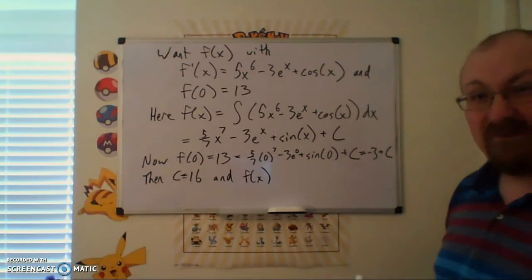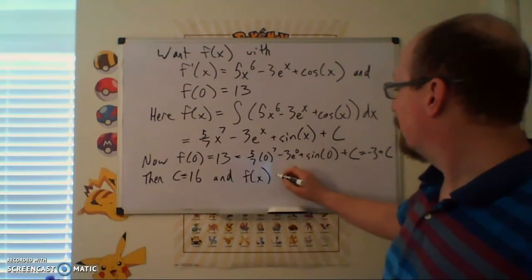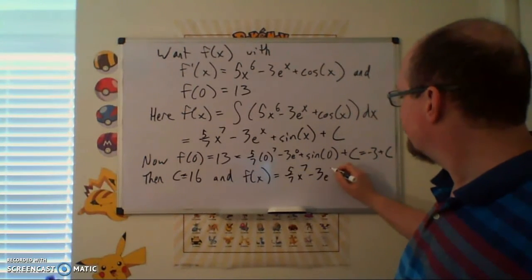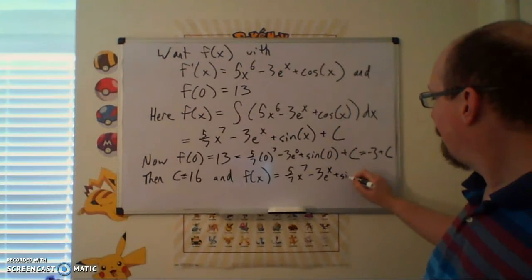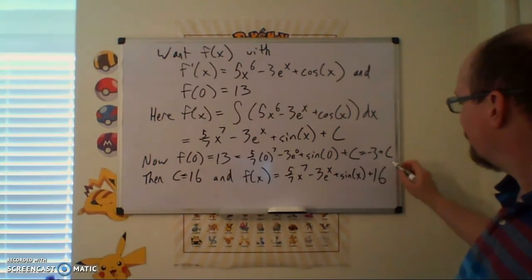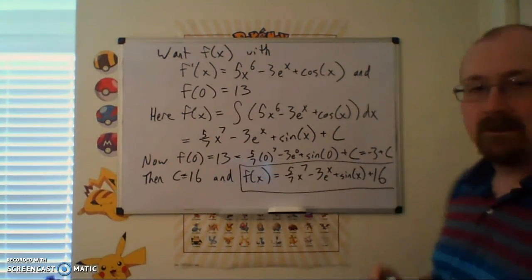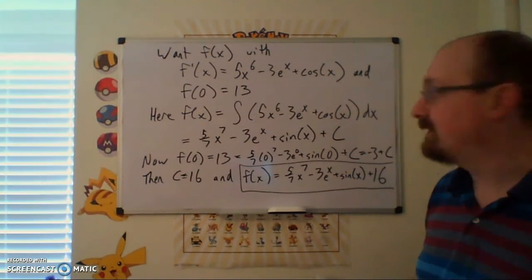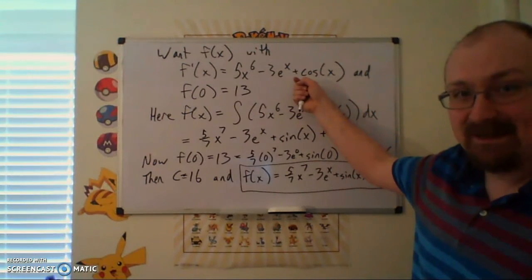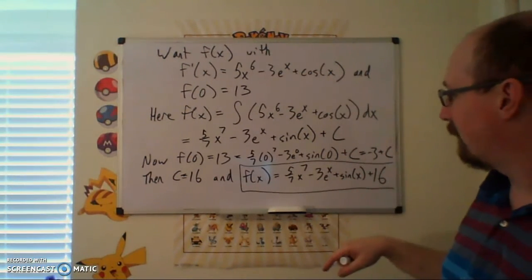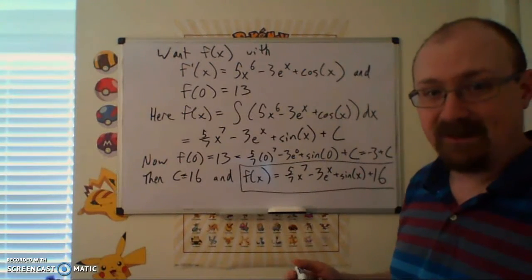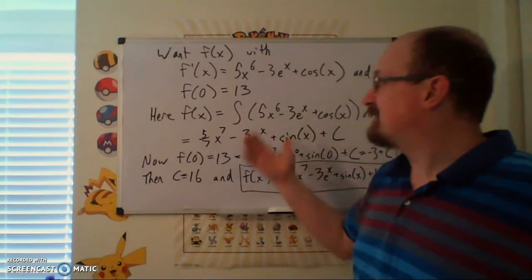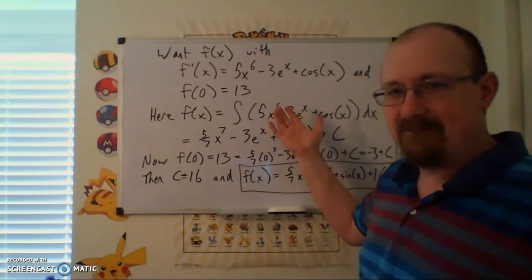And it's usually good form to fill that into what you're working on. So we have 5/7 x to the 7th minus 3e to the x plus sine of x plus 16. And we have satisfied our boss's concerns. So we've got a function. Its derivative, you can check, will drop back to give us this. And if we plug x equals 0 into this thing, we just confirmed we're going to get 13 out of it. Awesome.